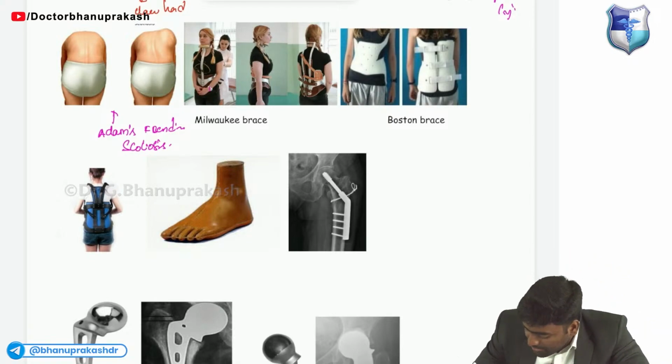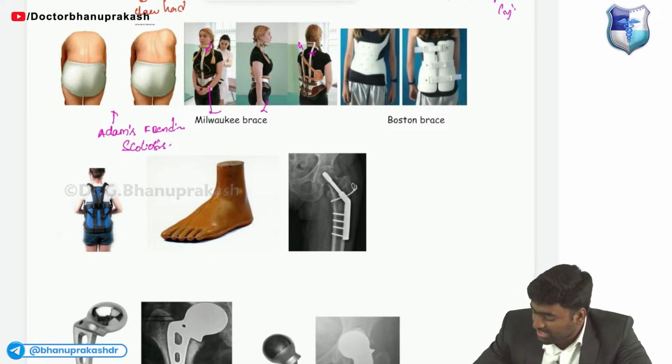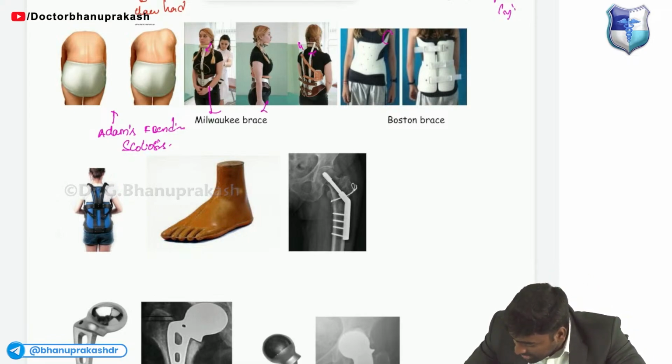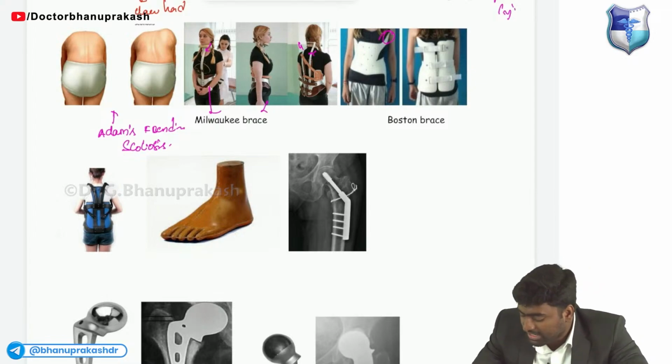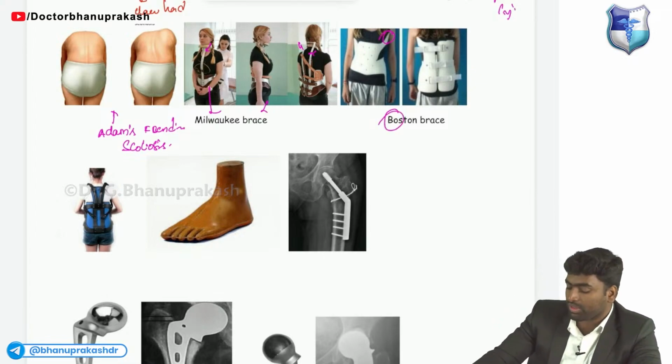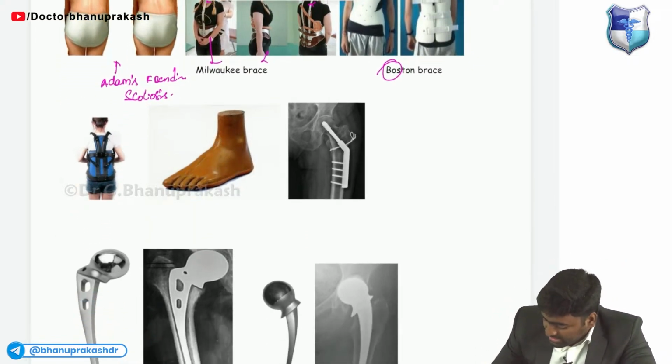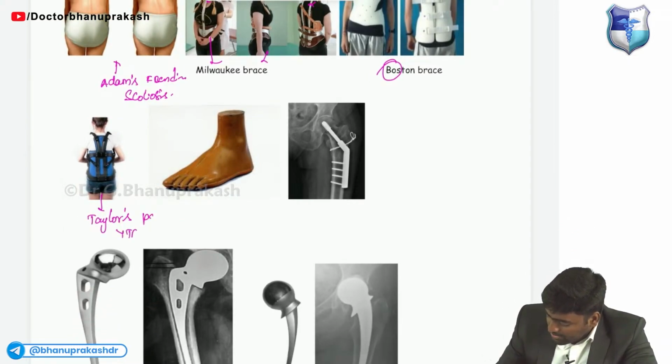And we'll use this type of brace where you see there is support here. One rod anterior and two rods posterior: it is the Milwaukee brace. Whereas if you are able to see, there is a pad at the level of the axilla, a pad behind the axilla, so it is the Boston brace. Next, this is the Taylor's brace for TB spine, which is Pott's spine.